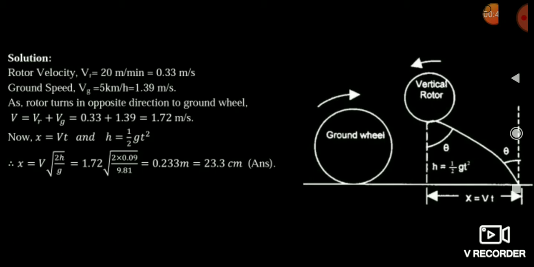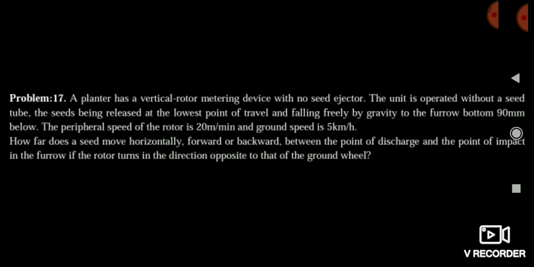So 20 meter per minute is the velocity of rotor. Ground wheel is 5 km per hour. Convert all those into meter per second, and then V is equal to Vg plus Vr. That is 1.72 meter per second. After this, friends, we have to calculate in the question how far the seed moves horizontally.